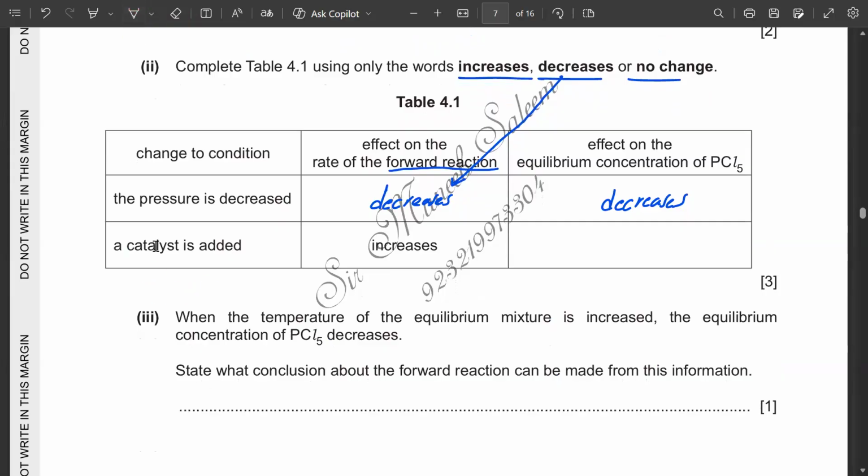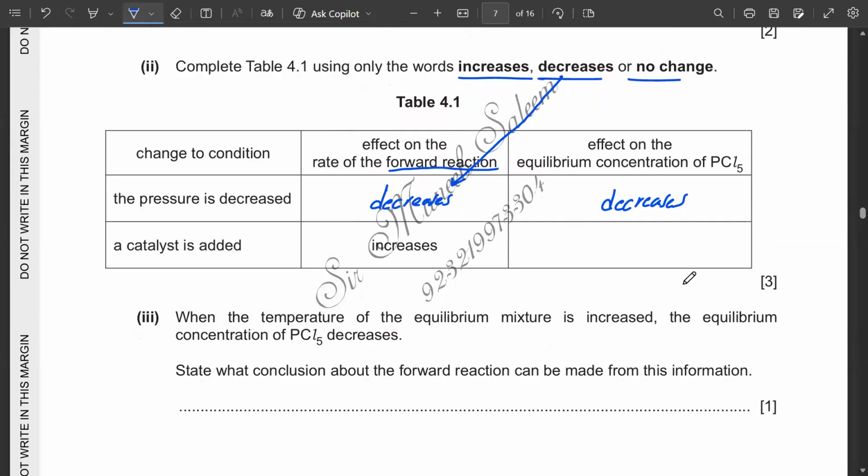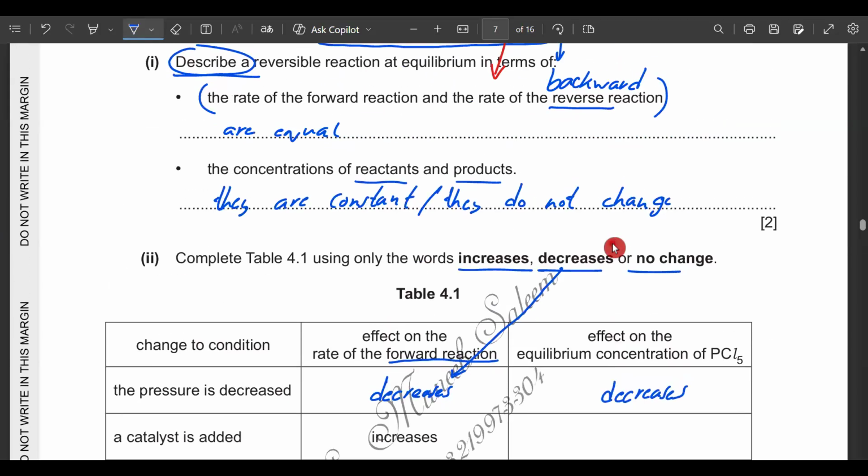Then the second row is about a catalyst. Catalyst is added. We remember, if a catalyst is used, then the rate of both the forward and the backward reaction increases, and they have already filled the first field here. We have to tell what would be the effect on the concentration of the PCl5. With respect to this, the concentration of the PCl5 will not change.